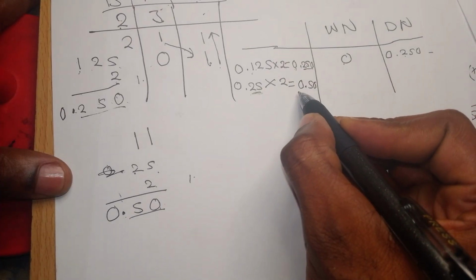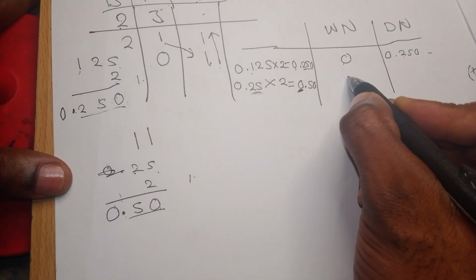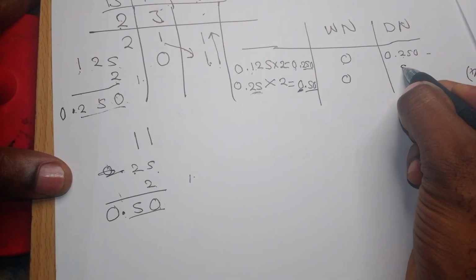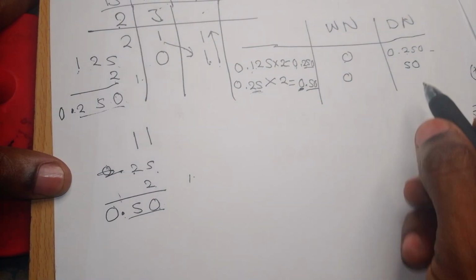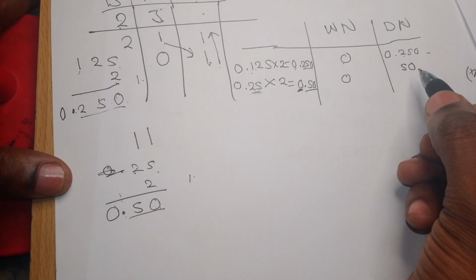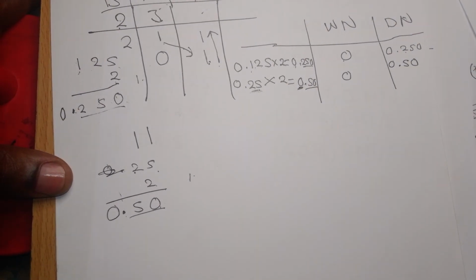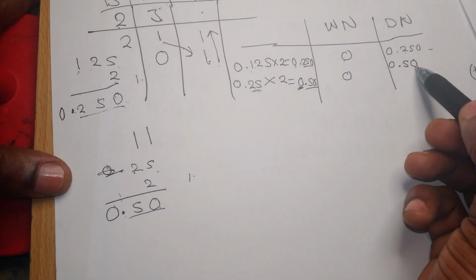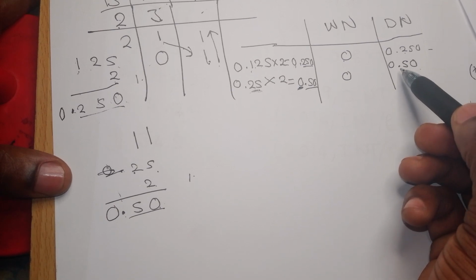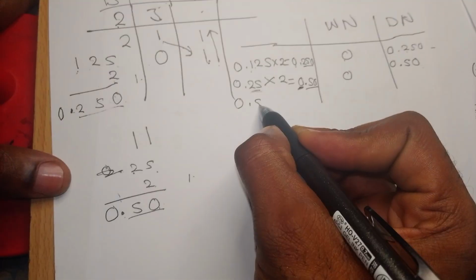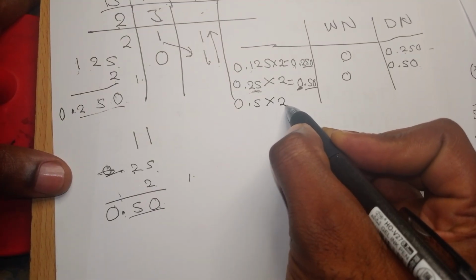And then the whole number part is this one, the 0 here. And then the decimal part is the 50. But of course, you are not going to write it like this. You put a 0 here, like so. And then next, you do the same thing with this. You can multiply the 0.5 by 2 again.